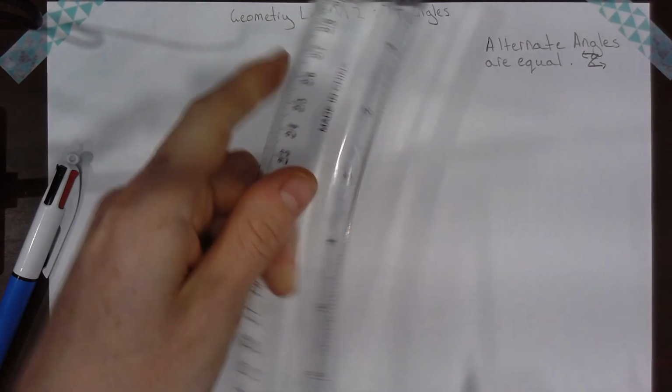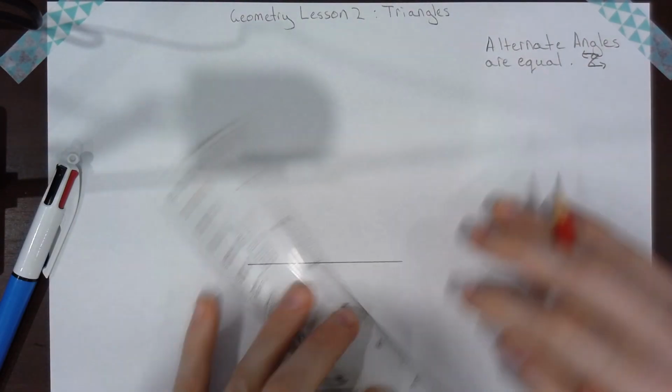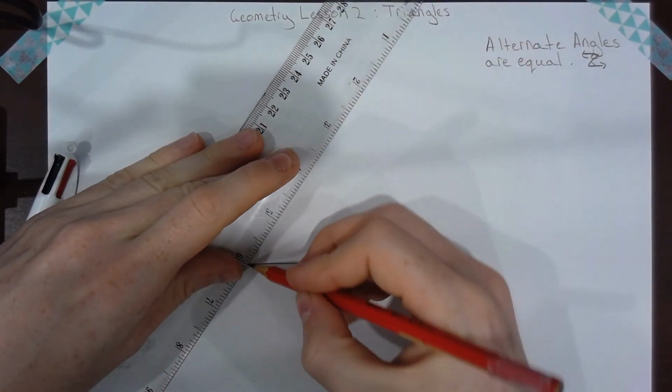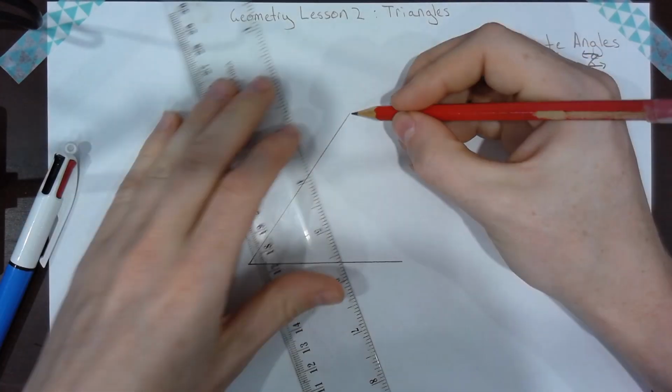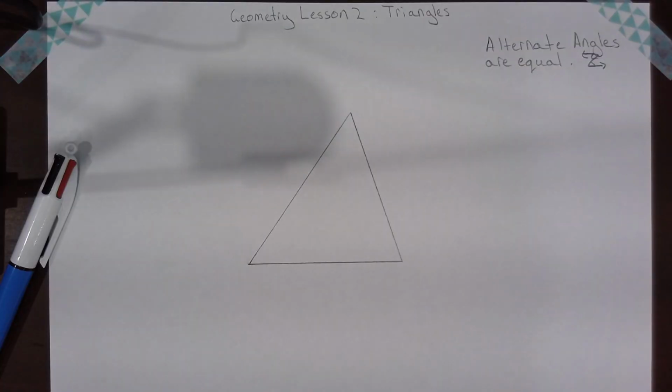So I'm going to take my ruler and I'm just going to draw any old triangle. It actually doesn't matter what triangle I draw. It can be any triangle at all. So I'm going to be fairly rough with how I draw it. I'm just going to draw, there's my triangle. So now I've got a triangle, three-sided shape, three angles.